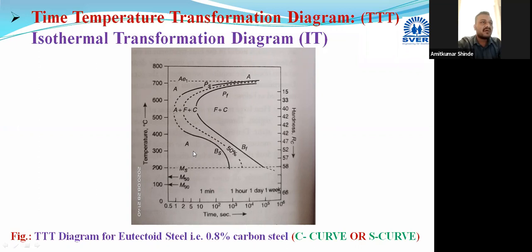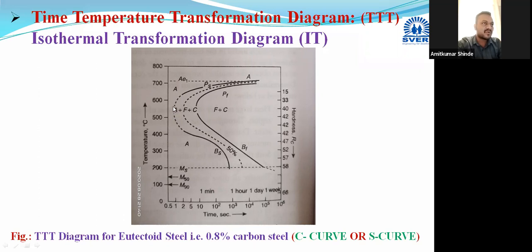And whichever curve I have plotted here, it is the TTT diagram for eutectoid type of steel, that is 0.8% carbon. Now here on this right side, you can see the hardness is plotted. In this region, please refer to the hardness with the phases, you will understand it in a better way. Now in this region below this A1 temperature and this curve portion of this C shape or S shape, this is termed as the tip of the isothermal transformation diagram, in short IT diagram, or nose of this IT diagram.